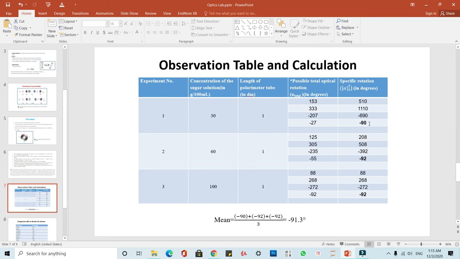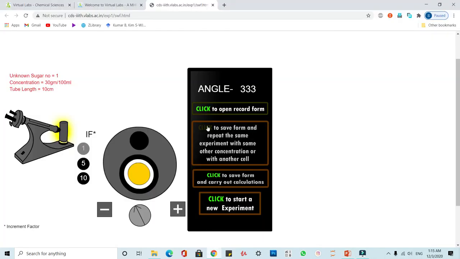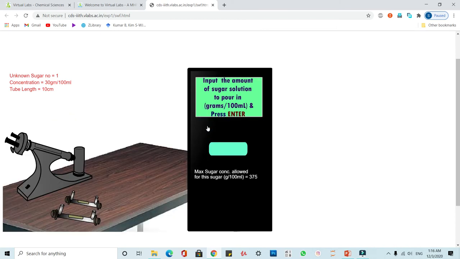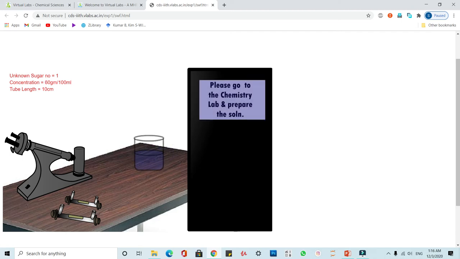After that I will switch on the lamp. I will start by increasing a little fast, so let's see where we see the angle. Okay, now I will increase slowly to obtain when these two regions become equally bright. So as you can see, at 125 these become completely bright.